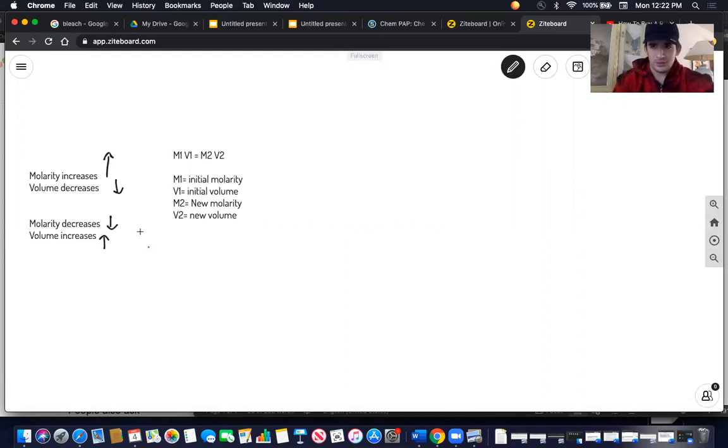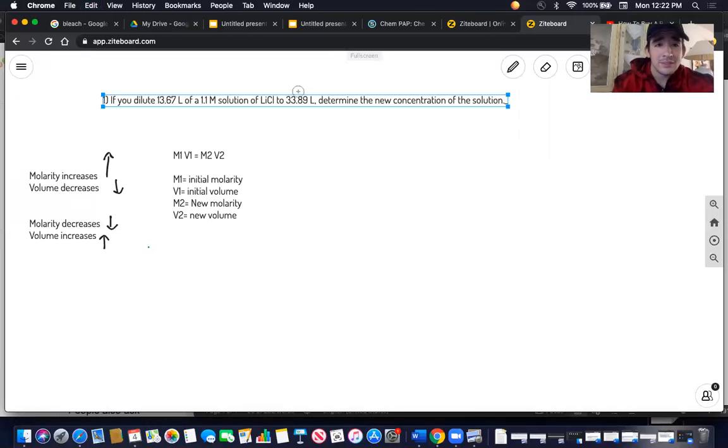So making it weaker, because if I have a larger space with less stuff in it, it's going to be a lower concentration. If I have a smaller space with more stuff in it, it's going to be a higher concentration, higher molarity. So let's go ahead and do an example problem.